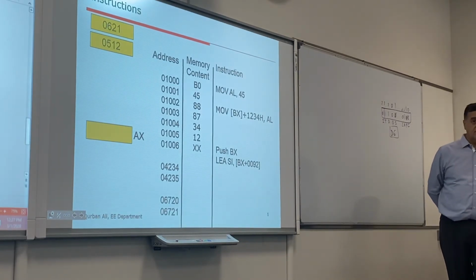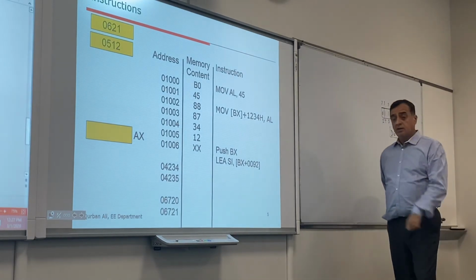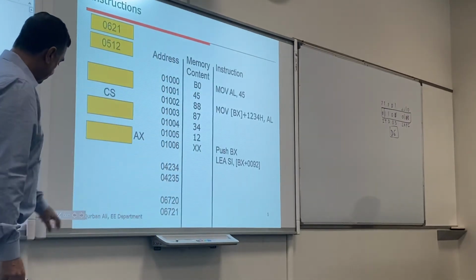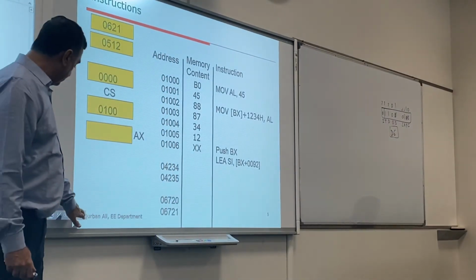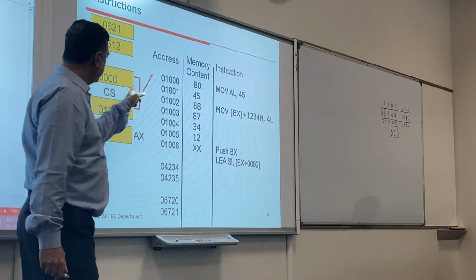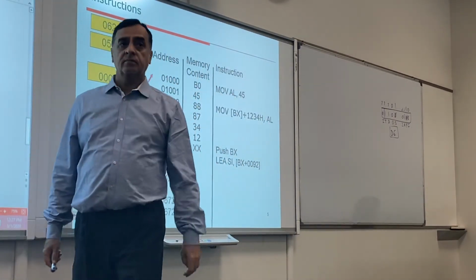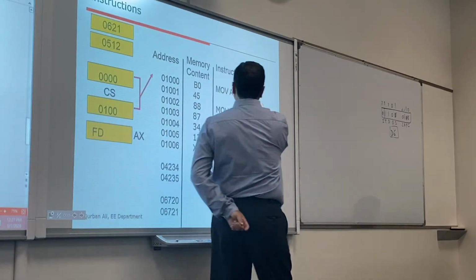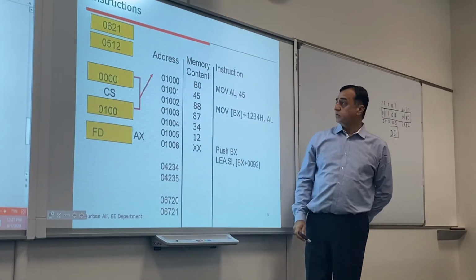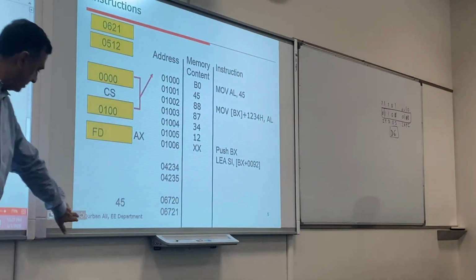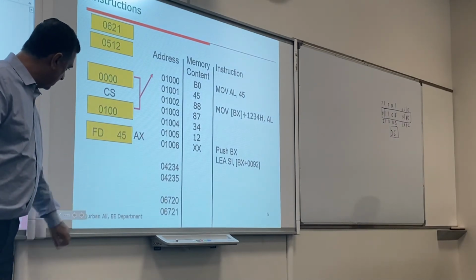What is the first one? Move 45 to, so it will go to AL. AL is here, right? Since we have many, first let's check which instruction is to be done, right? 0 1 0, so it becomes 1000, which is this one. What is the first instruction? Since we are here, 45 to AL. This 45 will go here, right? 45 went to AL.